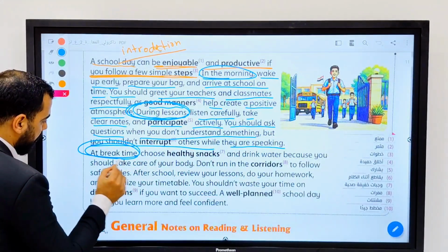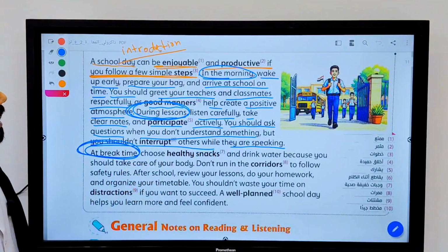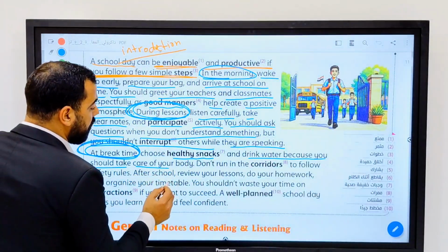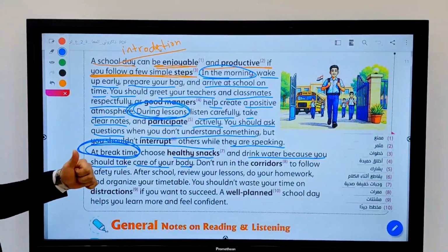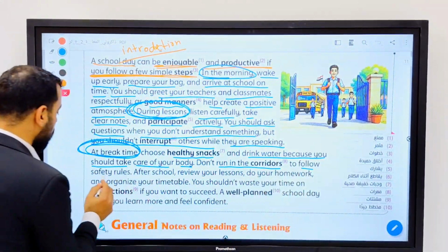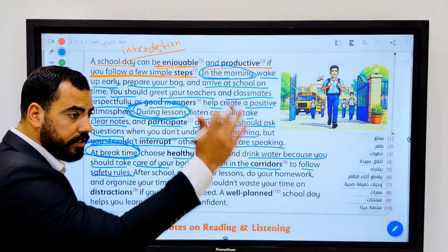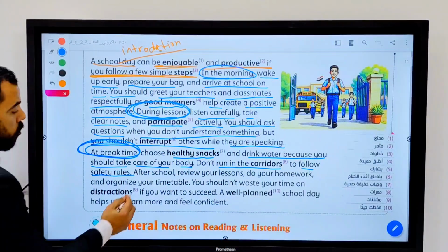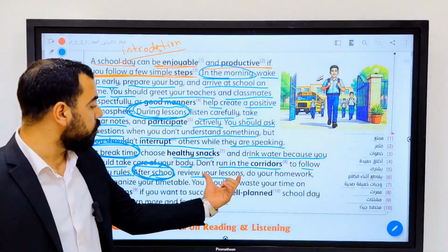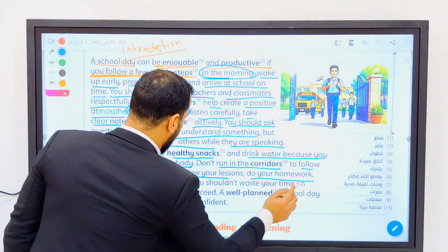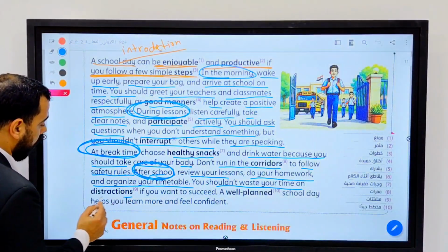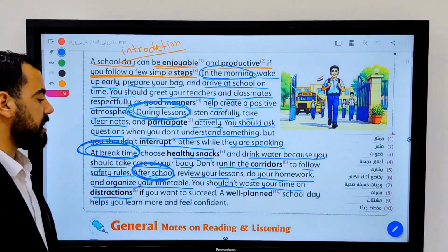At break time, this is period number 3. At break time, choose healthy snacks and drink water because you should take care of your body. Don't run in the corridors at break time to follow safety rules, because it's dangerous to run fast in the corridor. After school, review your lessons. So this is what happens after school. Review your lessons, do your homework, and organize your timetable. You shouldn't waste your time on distractions if you want to succeed.